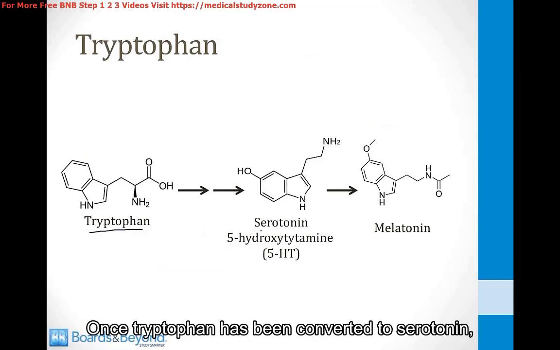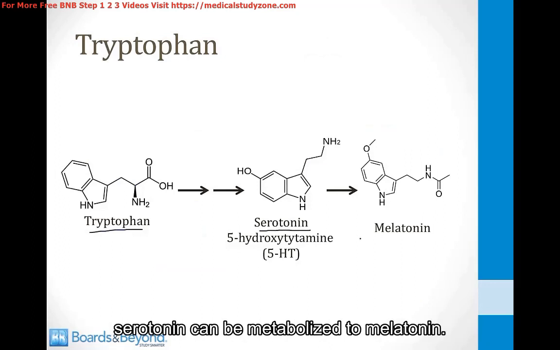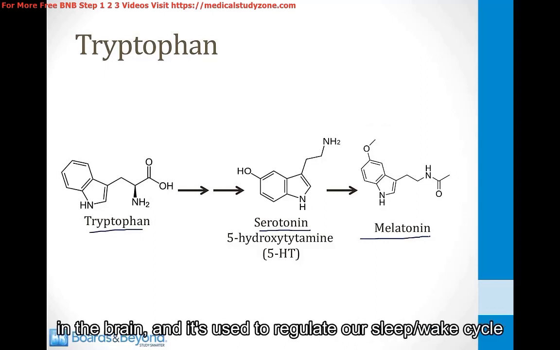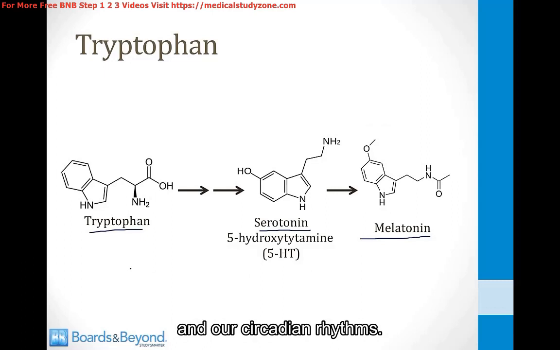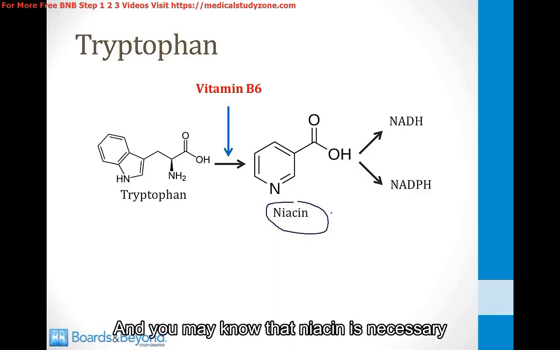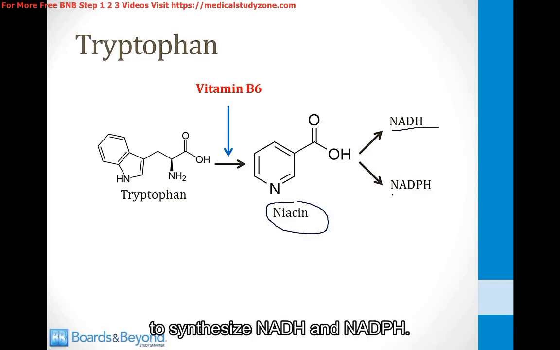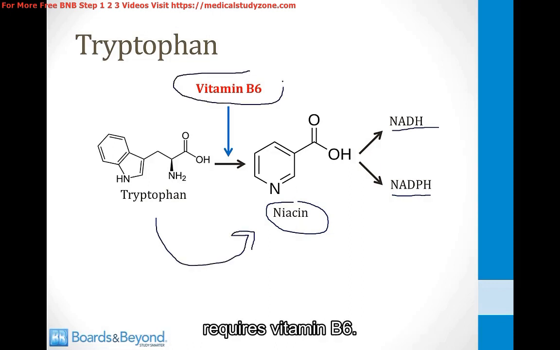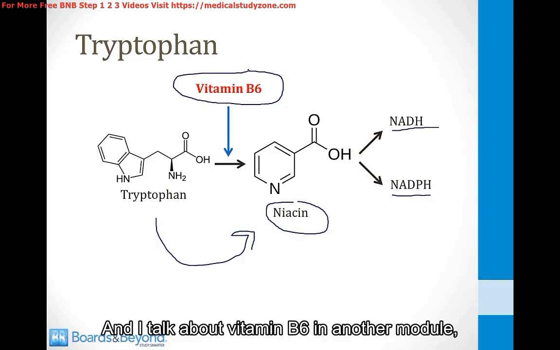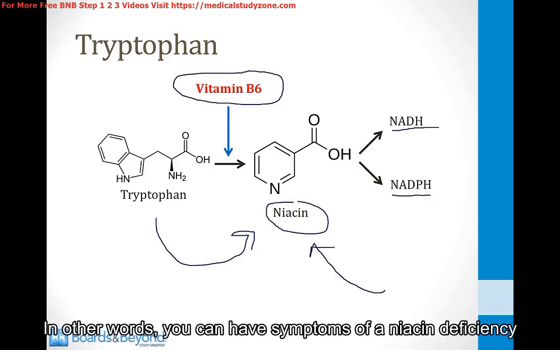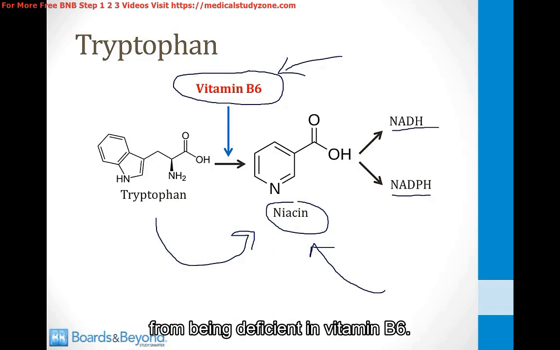Once tryptophan's been converted to serotonin, serotonin can be metabolized to melatonin. You may know that melatonin is secreted by the pineal gland in the brain, and it's used to regulate our sleep-wake cycle and our circadian rhythms. Tryptophan can also be used to synthesize the vitamin niacin, and you may know that niacin is necessary to synthesize NADH and NADPH. The conversion of tryptophan into niacin requires vitamin B6, and I talk about vitamin B6 in another module, but some of the symptoms of vitamin B6 deficiency are related to defective conversion of tryptophan into niacin. In other words, you can have symptoms of a niacin deficiency from being deficient in vitamin B6.